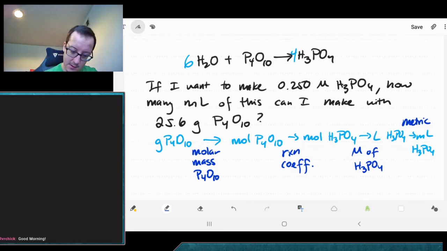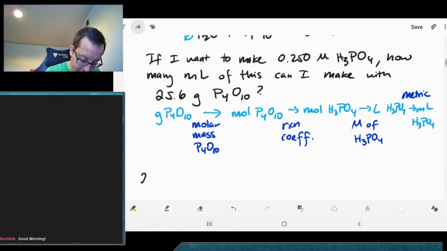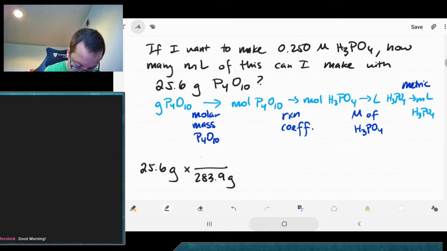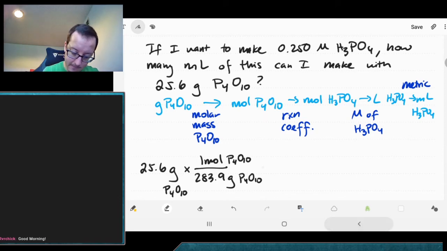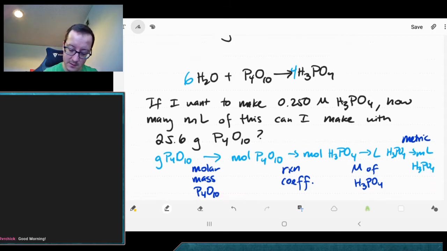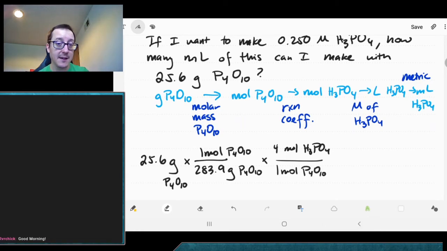Alright, so let's go ahead and take a look at this. So, we're going to start with our 25.6 grams. I have looked up the molar mass because I am too lazy to calculate it, 283.9. And I will write down that I'm using P4O10 for all of these. So that's our first one. The second conversion we have, the dark blue says reaction coefficients. So we see that we have 1 P4O10 and 4 phosphoric acids. Putting P4O10 on the bottom to cancel it out.